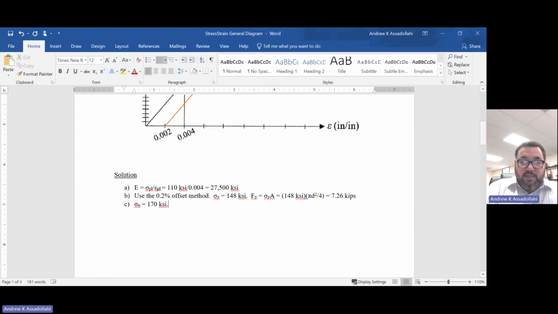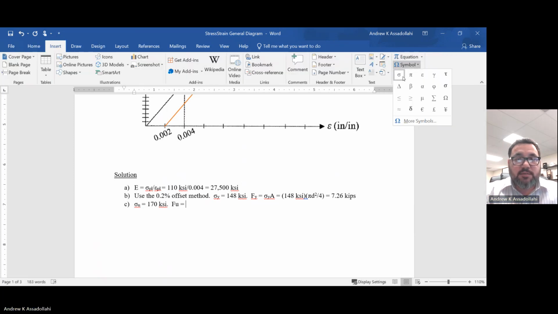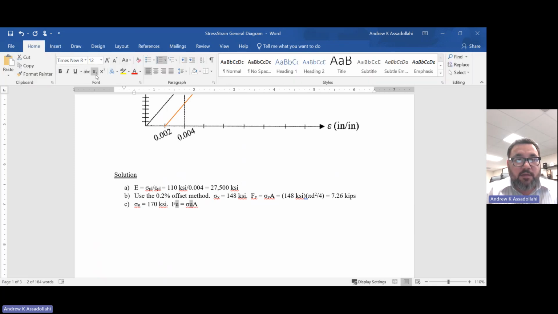And then how do I get the failure force? Well, I'm going to say F sub U equals sigma sub U times area. And again, I can do some subscripting here just for professional formatting. And so here we're going to say 170 KSI times the cross-section area.